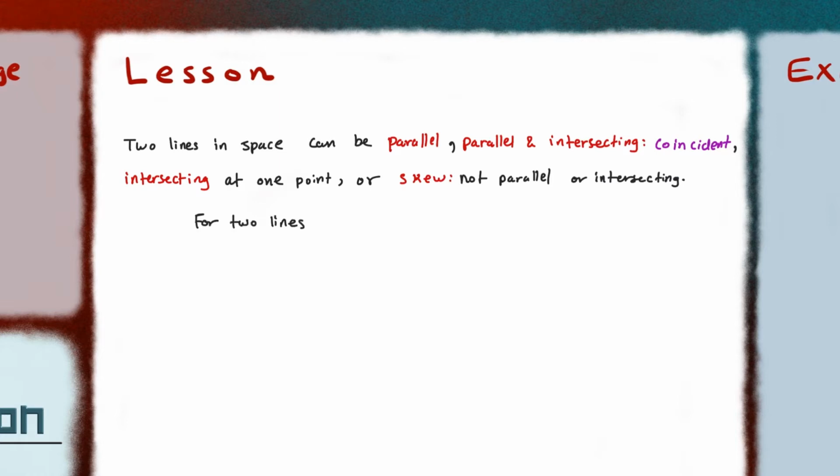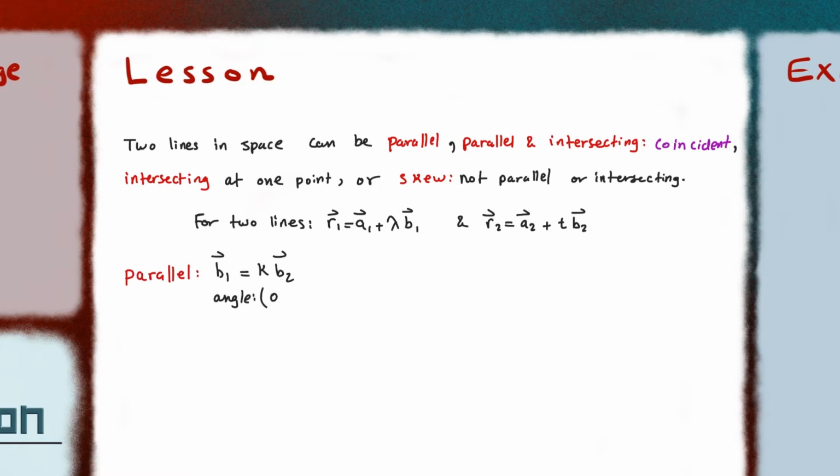For two lines to be parallel, their direction vectors need to be scalar multiples of each other, or the angle between them should be 0 or 180. For them to be intersecting, you should be able to find a parameter, in this case lambda and t, for which all the x, y, and z values, or the coordinates of the line, are exactly the same.